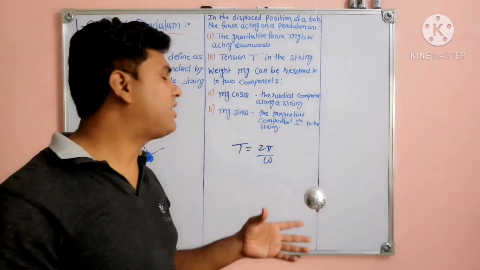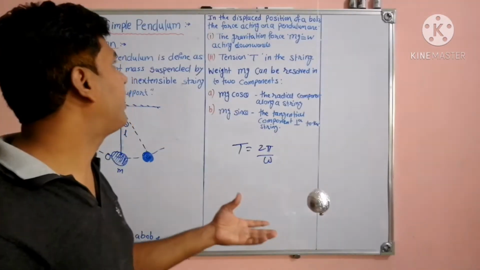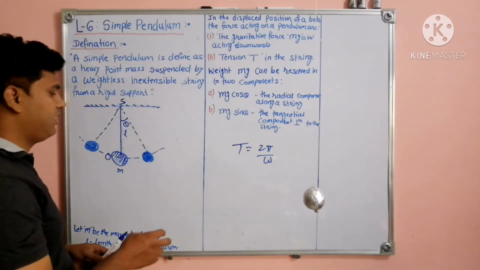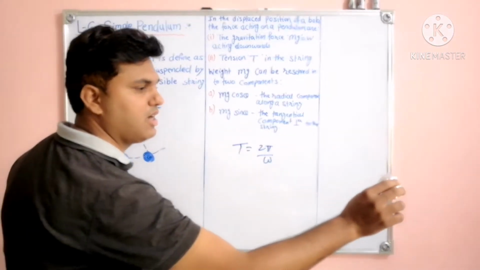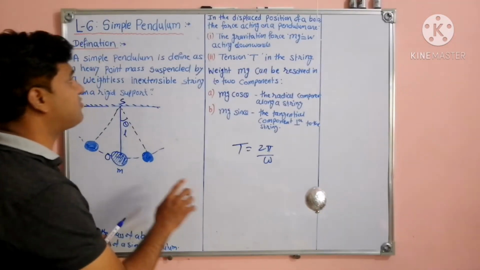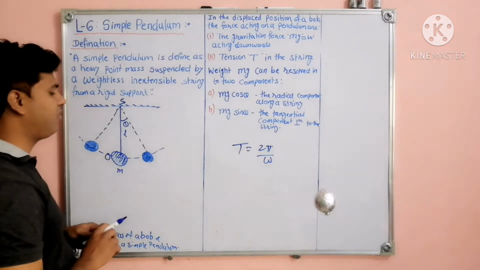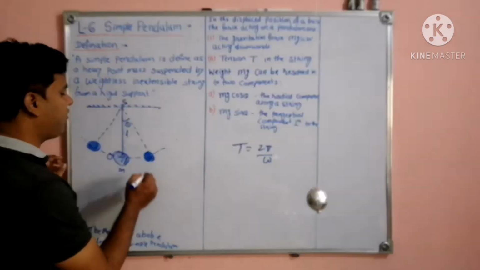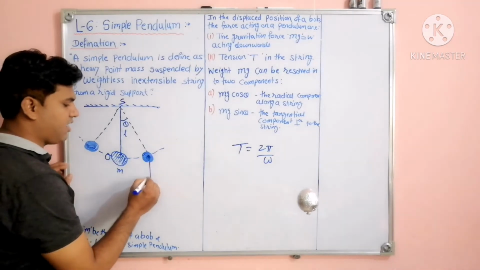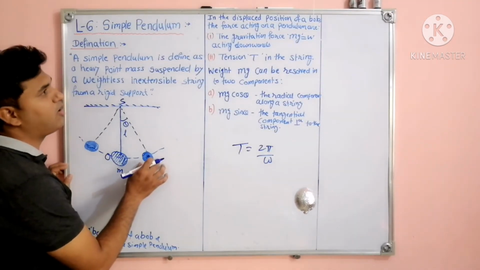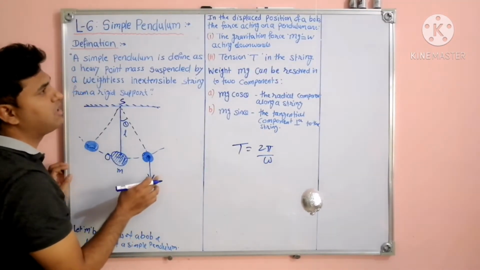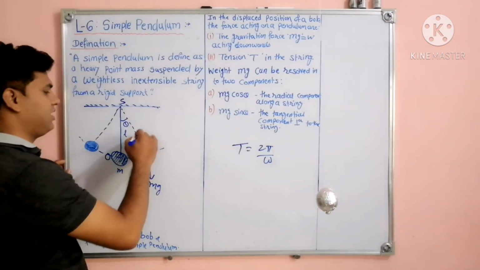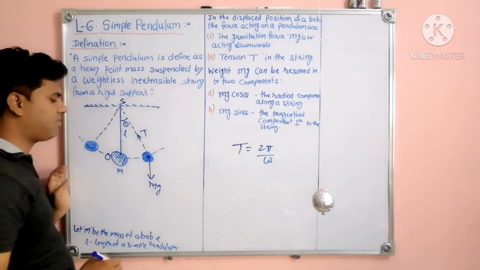For finding the time period, we study this simple pendulum. This is the displaced position of the bob. At the displaced position, two forces act on the pendulum. One force acts downward, called the weight, the gravitational force mg, acting downward. The second force is the tension T in the string.